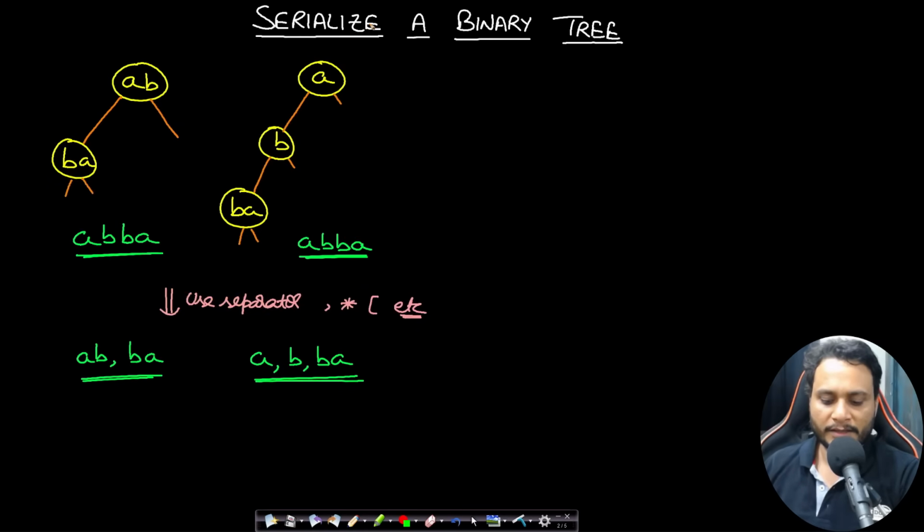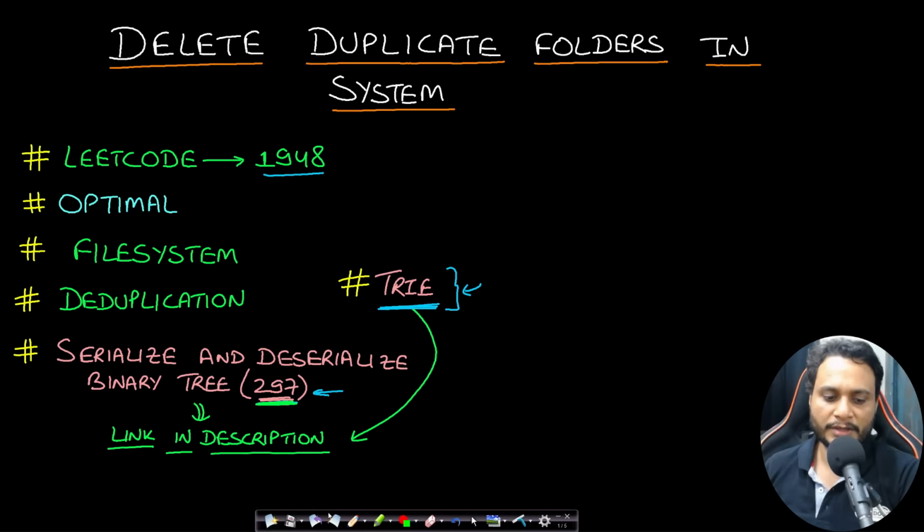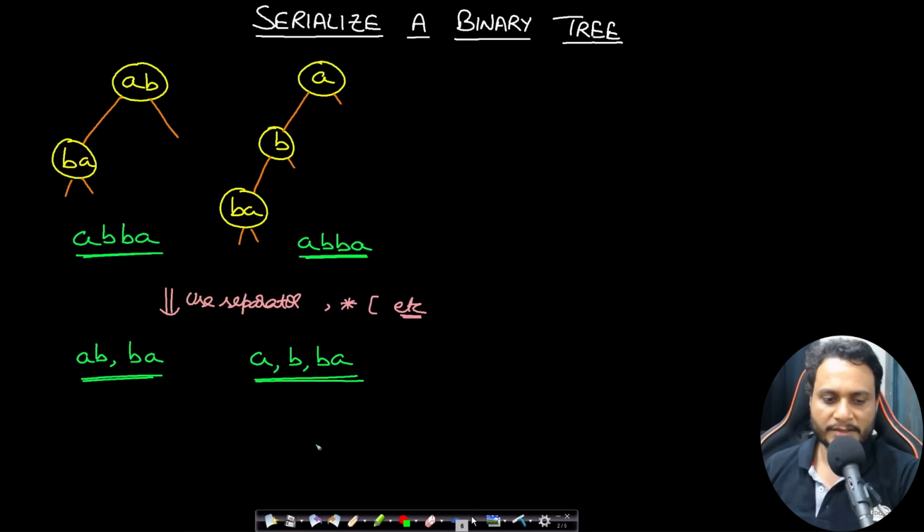Now let's look at the concept of serialization. If you have already seen 297, then you will know it. Or otherwise you can just see it as a recap of how to serialize a binary tree. Let's look at the first tree.